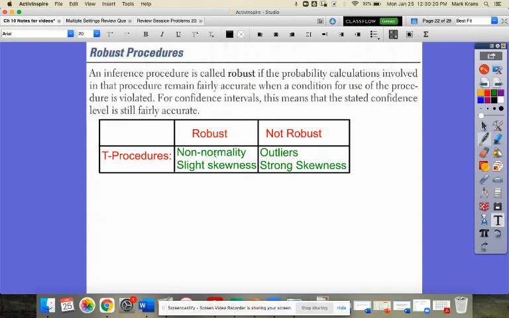And so when you're looking at, can I use a T procedure? You want to have it be relatively normal without any strong skewness. As soon as you have outliers or strong skewness, you're out of there, okay? But non-normality, even if it's bimodal, as long as it's symmetric, you're in good shape. Slight skewness, okay. Strong skewness, bad. Huge outliers, bad. Let me show you what I mean, okay?